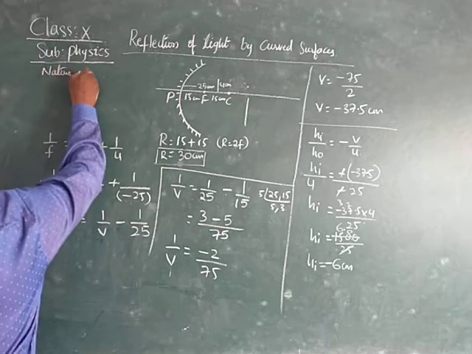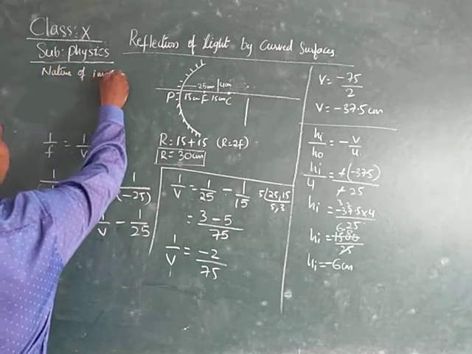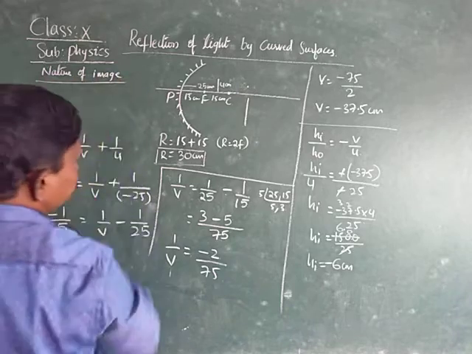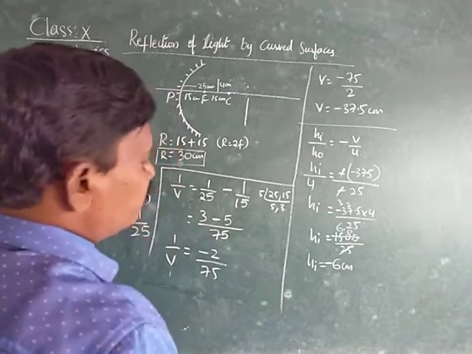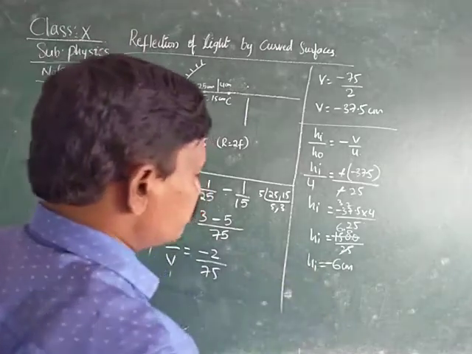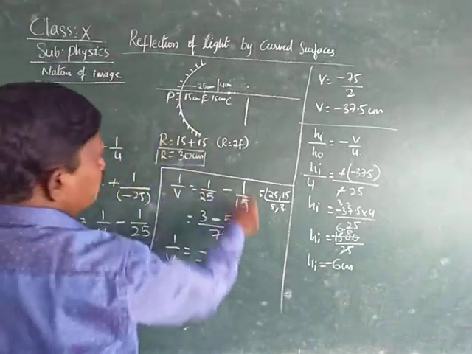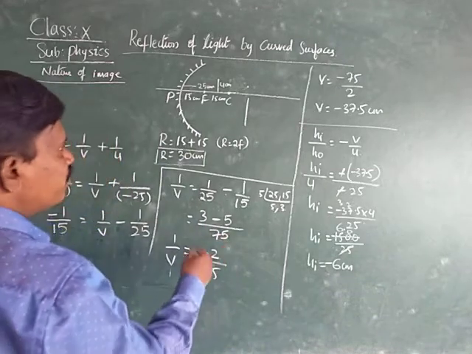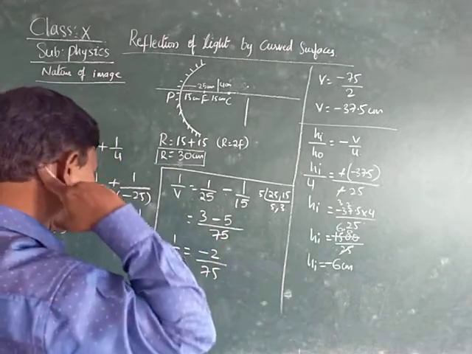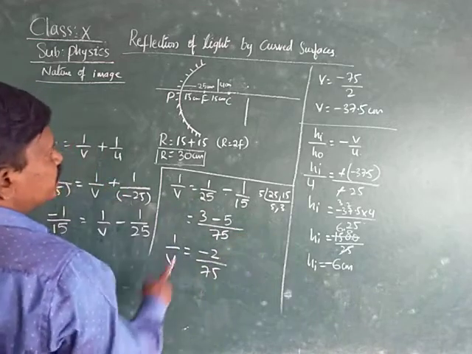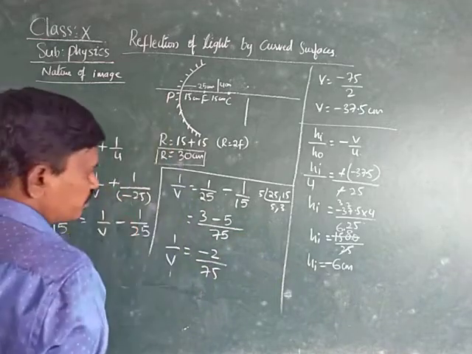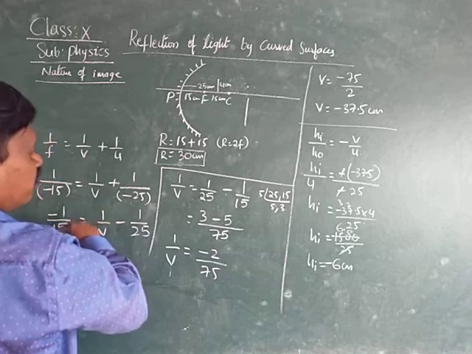The nature of the image is minus, which means it is an inverted image. What is the size of the image? The size of the image is 6 centimeter. The size of the object is 4 centimeter.